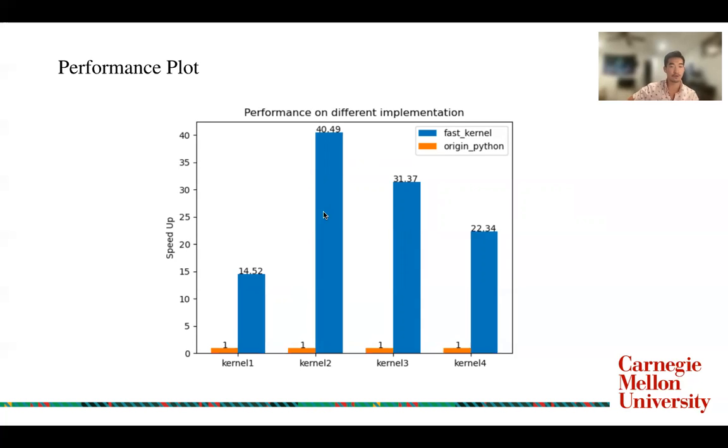As a result, our first kernel is able to achieve about 14.52 times faster than the original Python implementation. For our second kernel, which is actually the one with the highest performance, we are able to run the code 49 times faster than the Python implementation. And for our third implementation of the SIMD, we are able to achieve 31.37 times faster. And our kernel 4 is about 22.34 times faster than the original Python implementation.